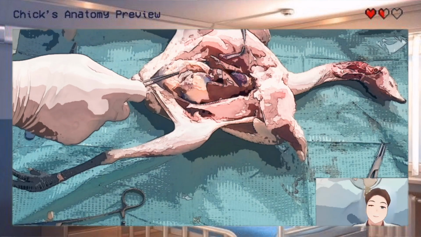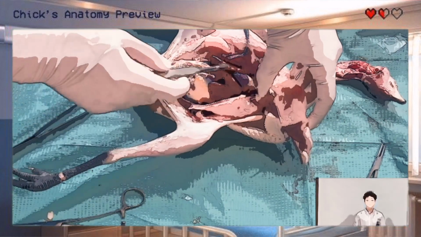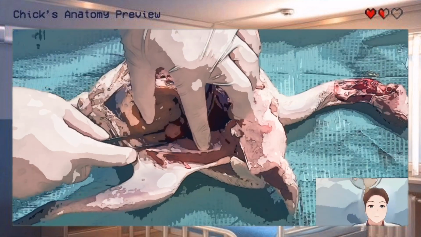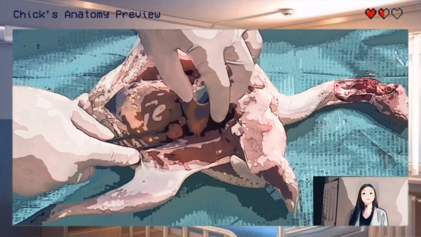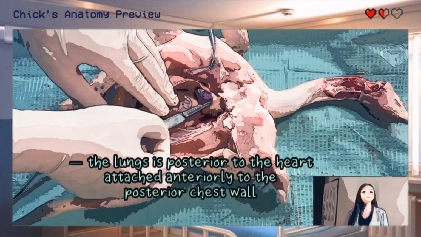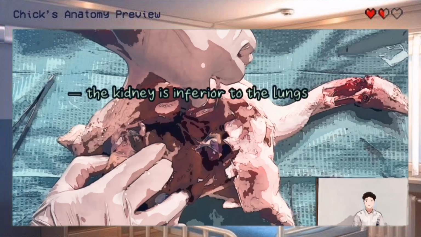We can say that the intestine is inferior to the liver. Next, we can also say that the heart is superior to the liver. The ovary is posterior to the gizzard. The lungs are posterior to the heart and attached anteriorly to the posterior chest wall. The kidney is inferior to the lungs.